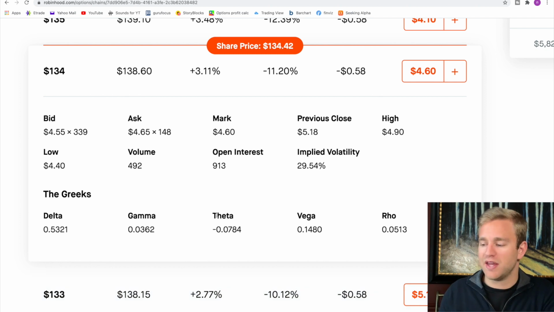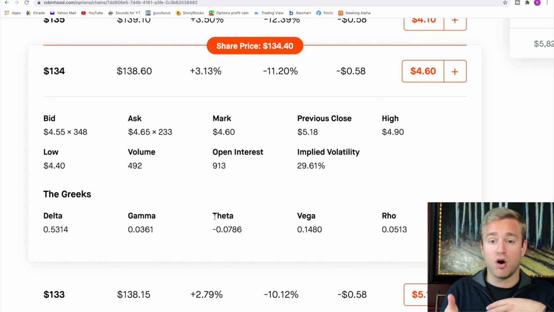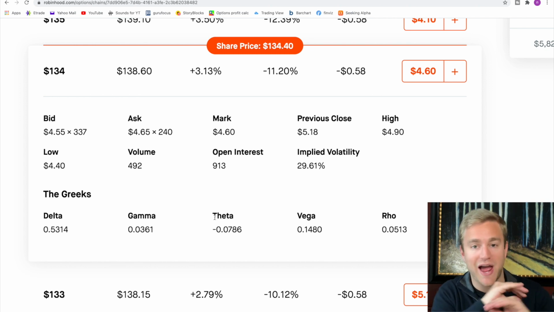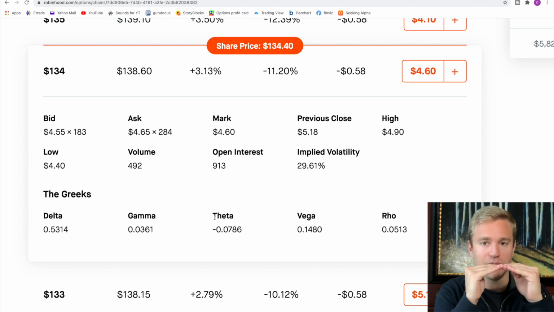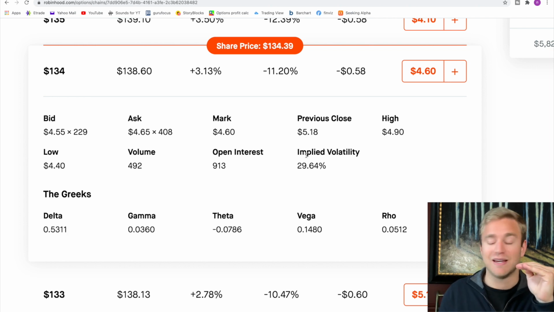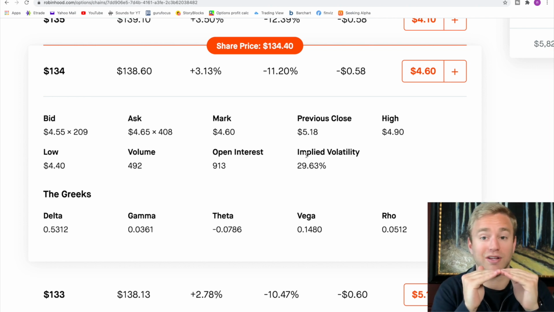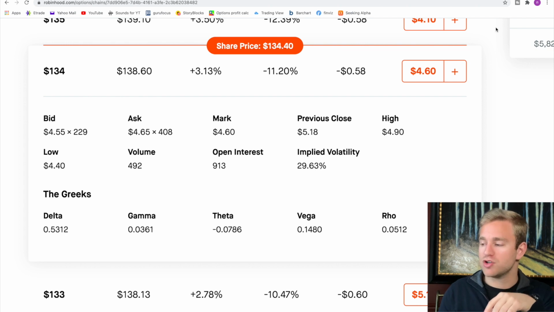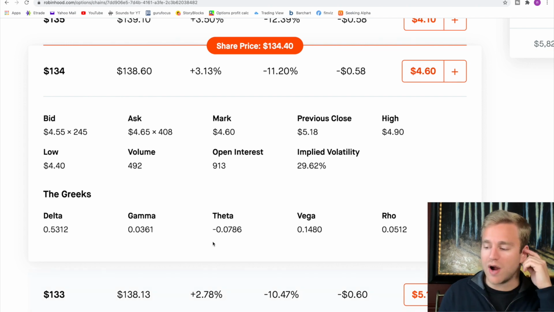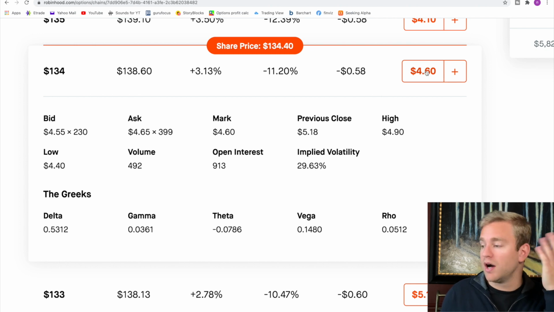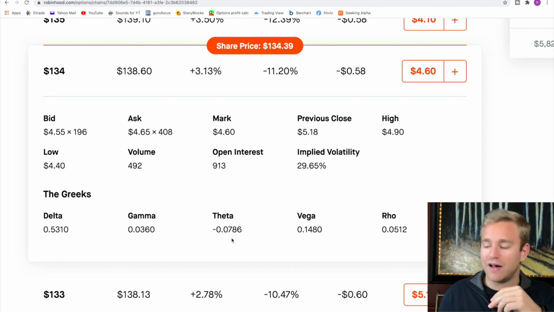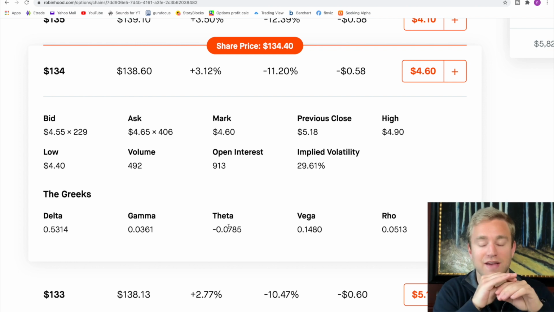So you can see that theta here shows a negative 0.07. That means that if by tomorrow the price of Apple does not change at all, the price stays perfectly flat, and also assuming that the implied volatility doesn't change either, the value of your contract, this $4.60, will drop by 7 cents. So you'll go from $4.60 to about $4.52 or 53 cents. So in dollar value, this would be a $7 drop in your contract if everything stays the same.